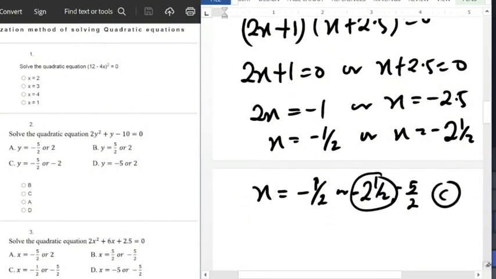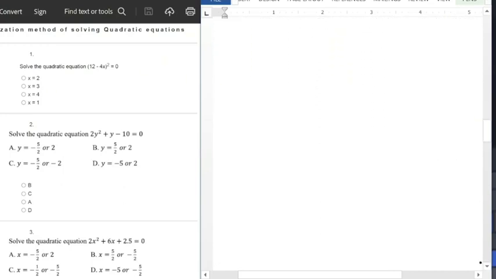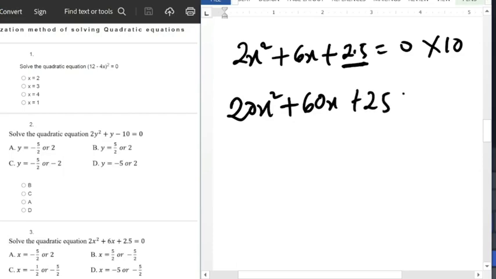Another way of doing this is to change this to whole number, because sometimes you might find it difficult. So we have 2x squared plus 6x plus 2.5 equal to 0. To change this to whole number, we multiply everything by 10. This is going to give us 20x squared plus 60x plus 25 equal to 0. Then, what can divide everything? Divide everything by 5.